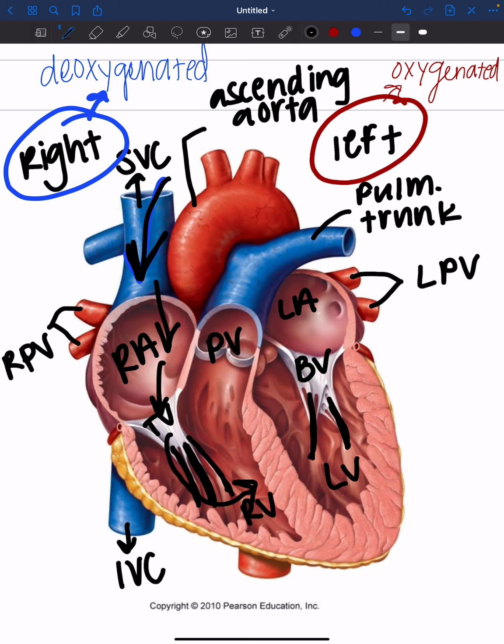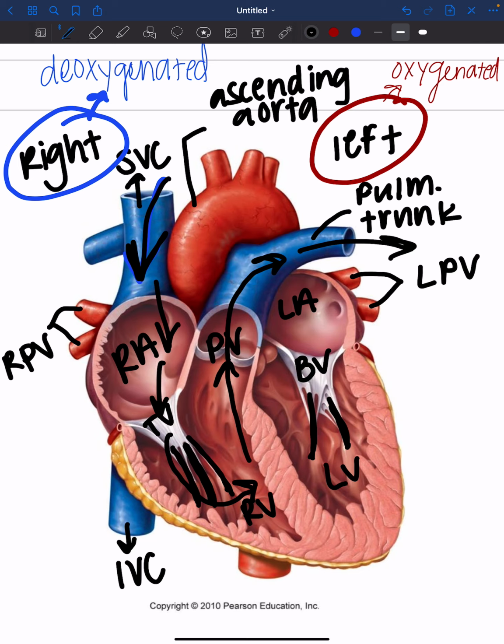From the right ventricle, it's going to move up to that pulmonary valve. So it's going to go in here. From that pulmonary valve, it's going to go through the pulmonary trunk. From the pulmonary trunk, it's pumped out into the lungs. Okay? So remember that the right side of the heart is through the lungs.